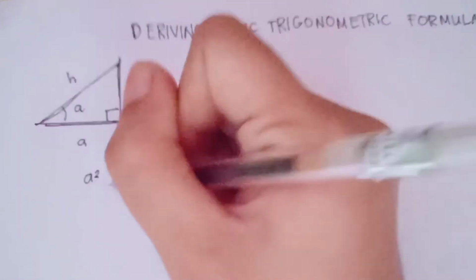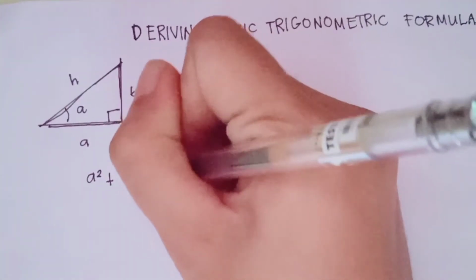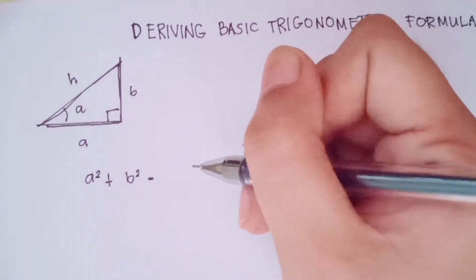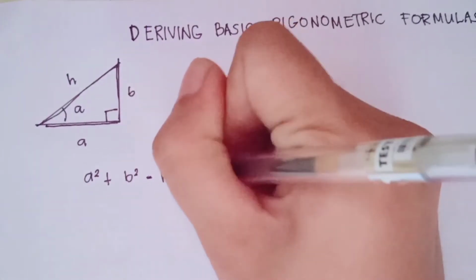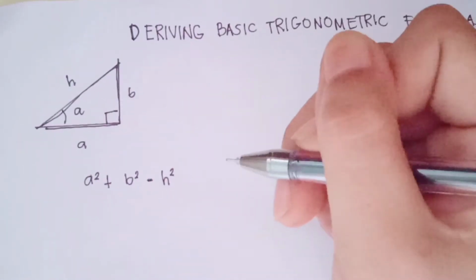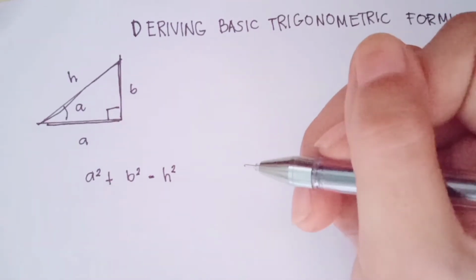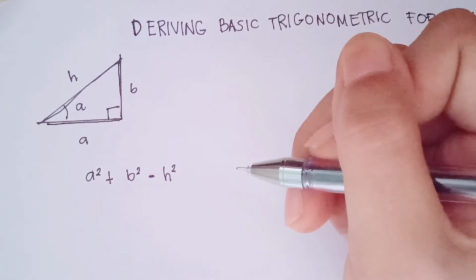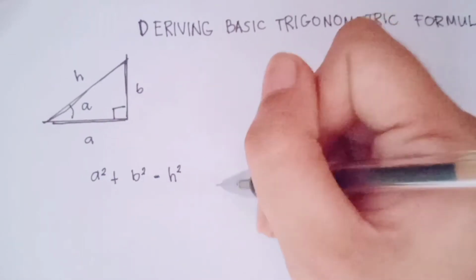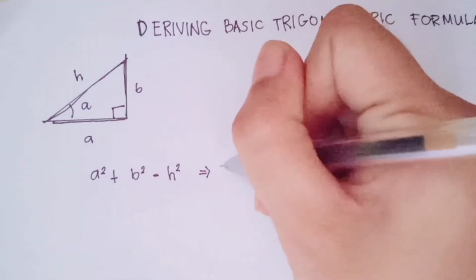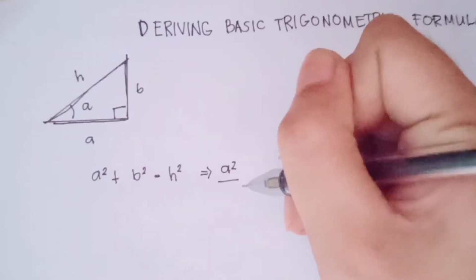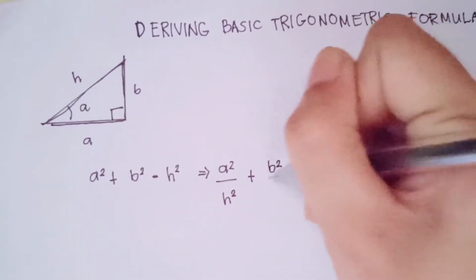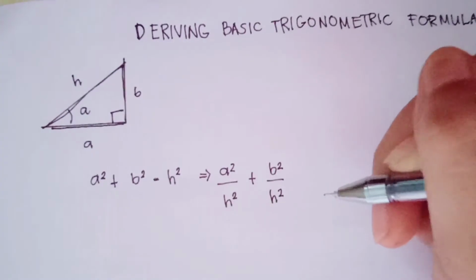A squared plus B squared is equal to the square of the length of the hypotenuse, H squared. So let's now divide this expression by H squared on the left side. We divide each of the terms, to give A squared over H squared plus B squared over H squared.